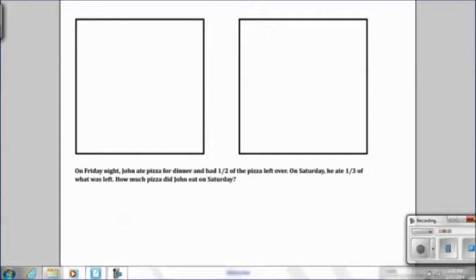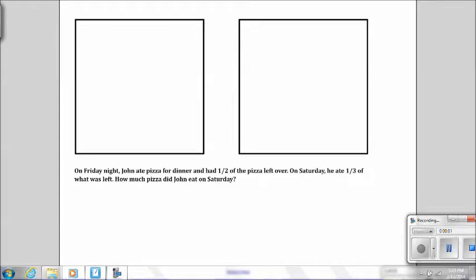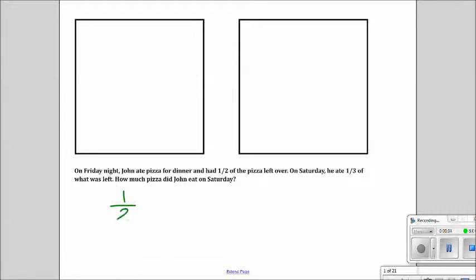On Friday night, John ate pizza for dinner and had 1/2 of the pizza left over. Then on Saturday, he ate 1/3 of what was left, and we need to determine how much pizza John ate on Saturday. So using the information in the problem, we can set up our work to show 1/2 times 1/3, or trying to determine what is 1/3 of a half. What is a part of that part?